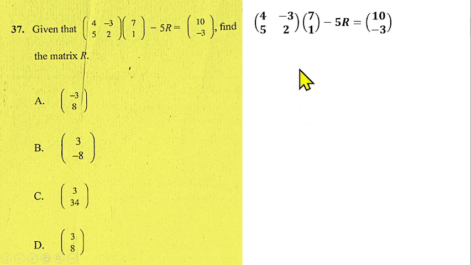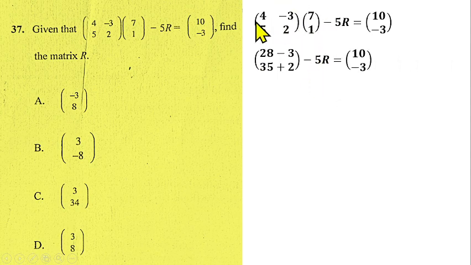Question number 37 is from matrices. You are given that this matrix multiplied by matrix minus 5r equals this column matrix. You have to find the value of matrix R. So now, what can we do? We can multiply this matrix by this matrix, which I believe you know how to do. So the row will multiply the column.